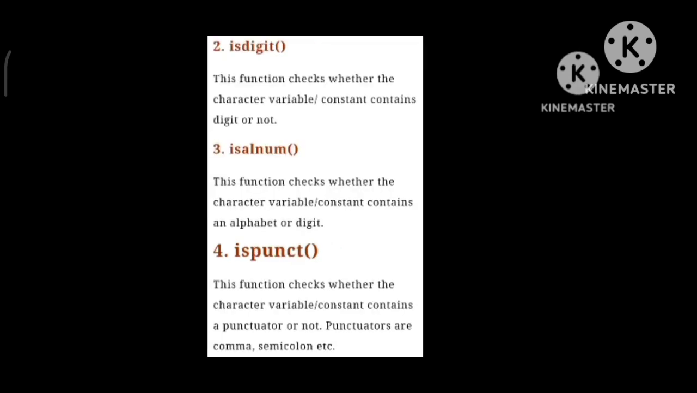Next, the isdigit function. This function checks whether the character variable or constant contains a digit or not. Next one is the isalnum function. This function checks whether the character variable or constant contains an alphabet or digit. Next one is the ispunct function. This function checks whether the character variable or constant is a punctuator or not. Punctuations are comma and semicolon, etc.